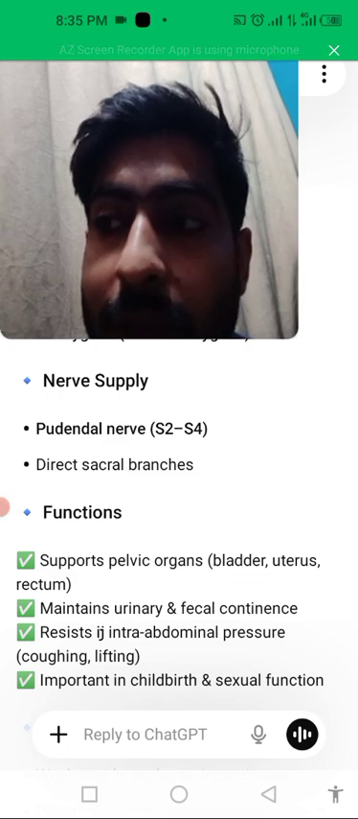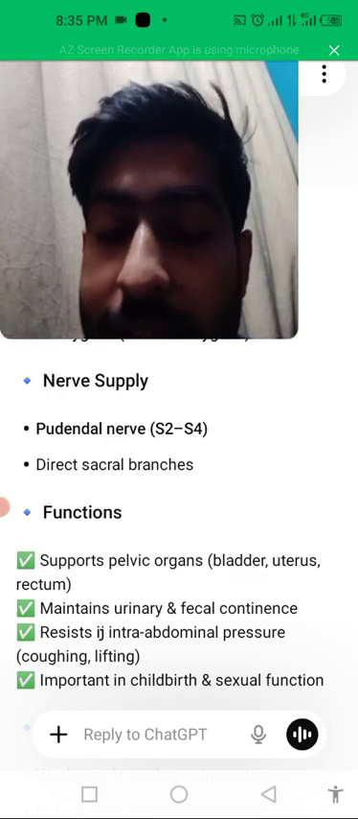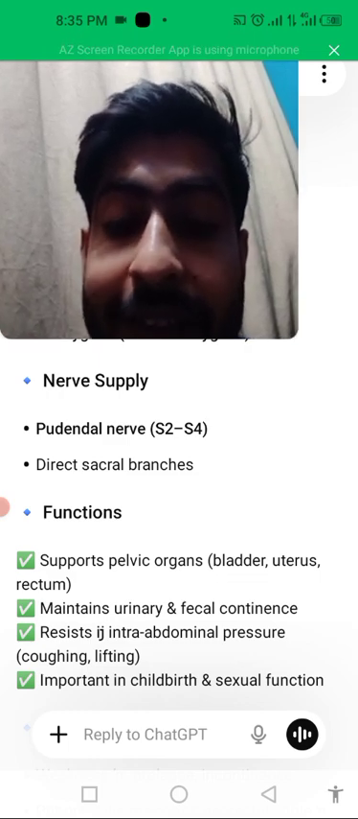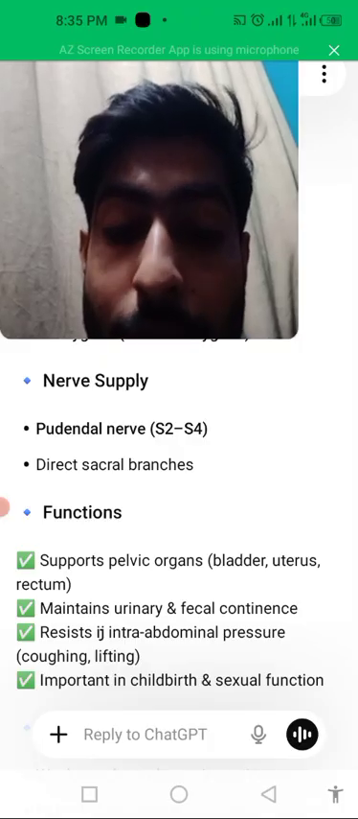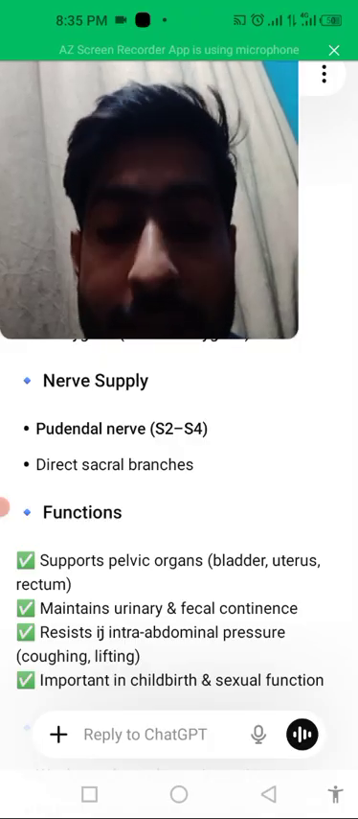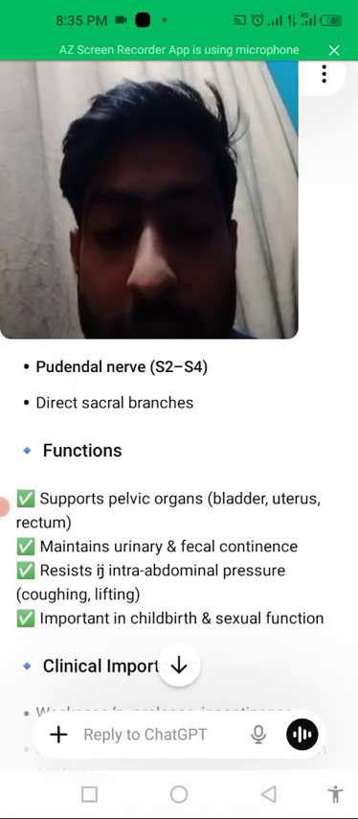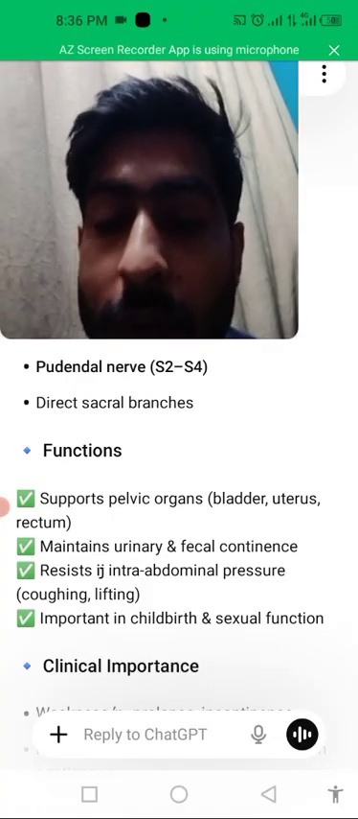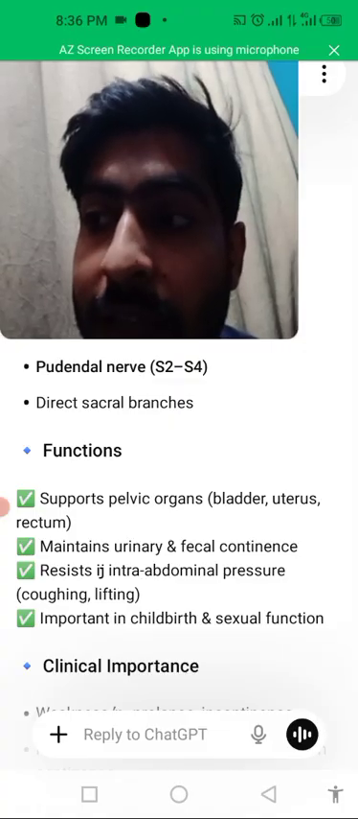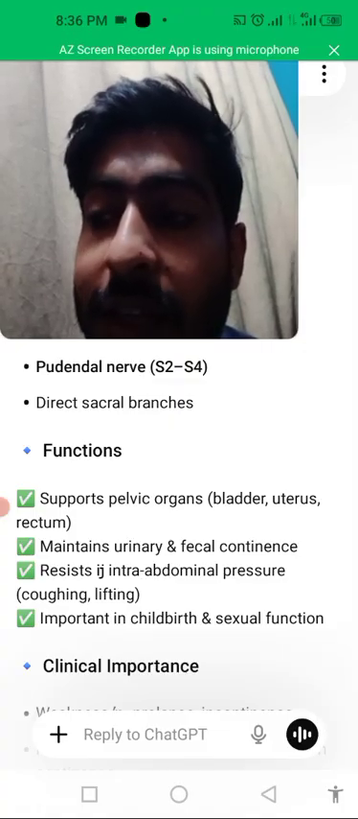The function is to support the pelvis and maintain urinary and fecal continence, and to resist increased intra-abdominal pressure while coughing or lifting heavy weight. They are also important in childbirth and sexual function. So these are some very important functions of the muscles of the pelvic floor. What are the muscles of the pelvic floor? Like iliococcygeus, ischiococcygeus, and puborectalis.